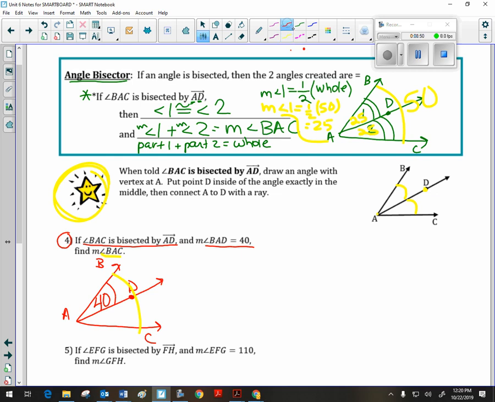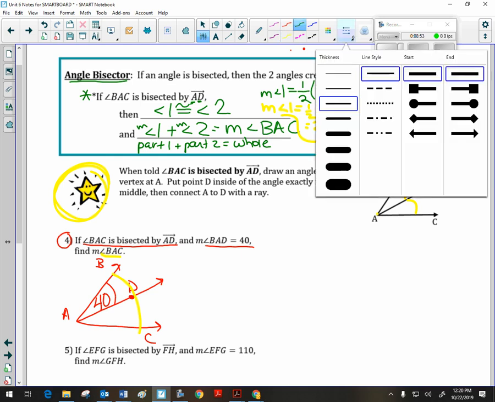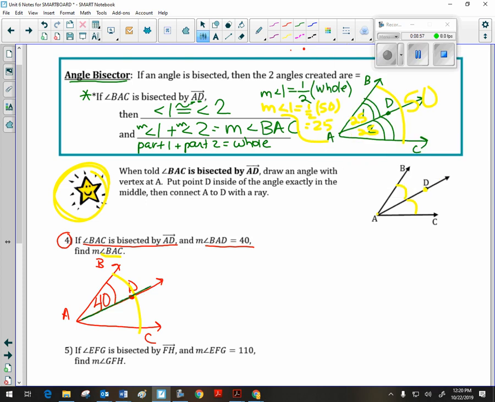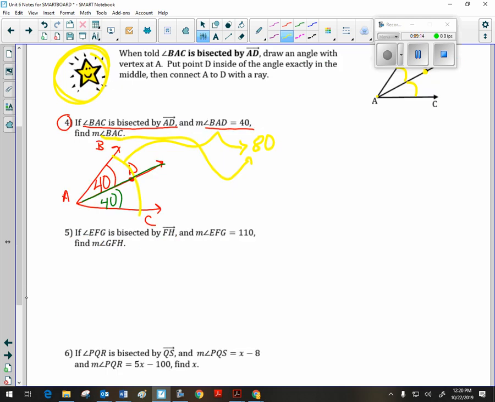So we have to go into this and say, well, if the one part of the angle is 40 and this ray is an angle bisector, then the other part must be 40, which means then that the whole entire angle that they're looking for should turn out to be 80 degrees when I add them together. So 80 degrees is what I get for my final answer. 40 plus 40 is equal to 80.